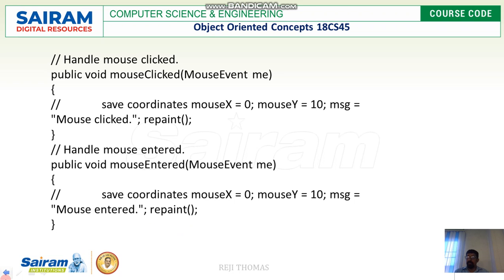Next we have a method called mouseClicked, which is going to call a repaint method. This is again associated with the applet viewer. Next we have a method called mouseEntered. This is going to give a message where we initialize the message as mouse entered, and we are going to repaint it. Repaint is nothing but rewriting. We are going to erase the previous content and write new content.